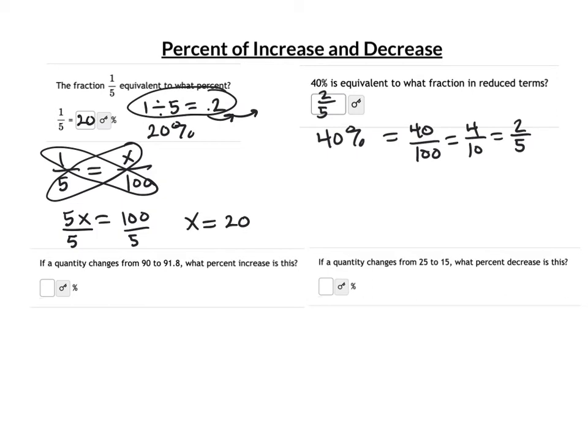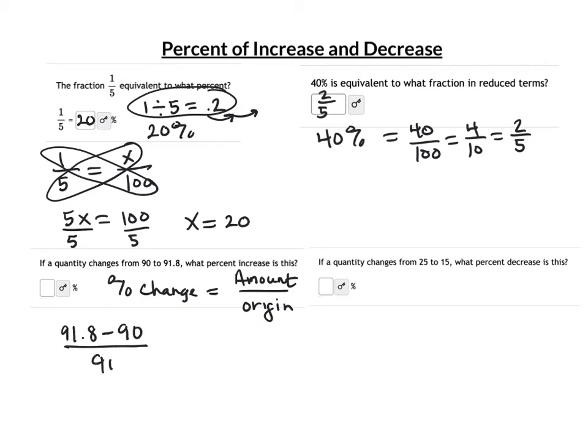Here we have a percent of change. Remember that percent of change is the amount of change divided by the original. So we subtract them. So we take the new 91.8 minus 90 and divide by the original 90.